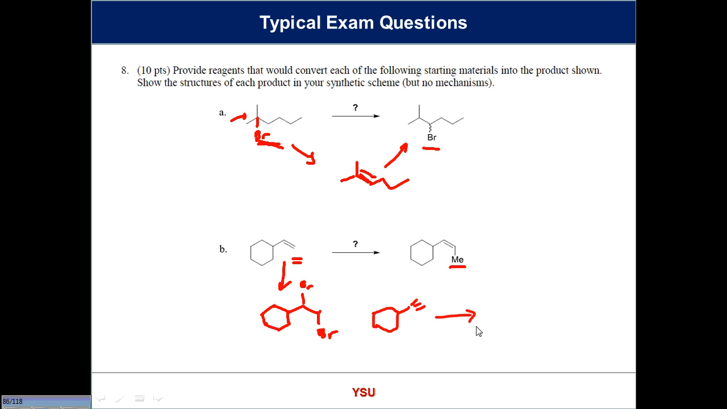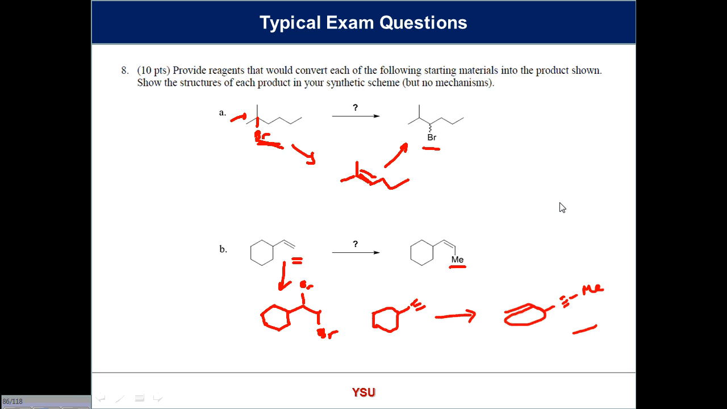NaNH2. Take that proton off, make it a nucleophile. And then what do I need to add to make this work? Methyl bromide, methyl iodide, just the one carbon. And that will give me a system that has an alkyne. There's a cycle, right? And there's my triple bond, and there's my methyl.